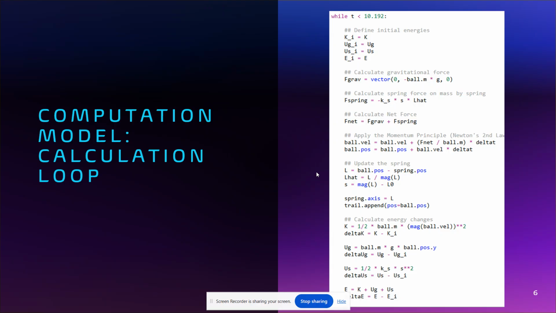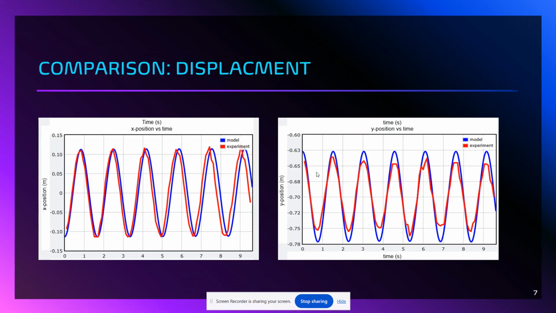Here is the calculation loop. I start by doing while time is less than the total time, which was 10.192. We redefine the initial conditions, and then we get into the calculations with the force of the spring as well as force of gravity to calculate F net. We then use Newton's second law to update the ball's velocity and the ball's position. And finally, we update the spring, once again with calculations that we did previously, calculating L hat and S, and we calculate the total energies with K, potential energy of gravity and the spring, finally adding all the energies together to plot our energy graphs.